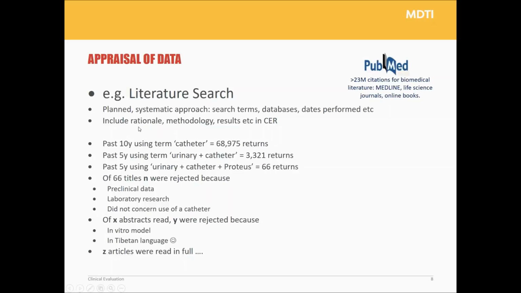So you need to include in this section of your clinical evaluation report the rationale, the methodology, the results, and so on. So I did this earlier this week. I went into PubMed and I used the term catheter, and I asked for the last 10 years, and I got 69,000 returns. Now obviously that is unmanageable.